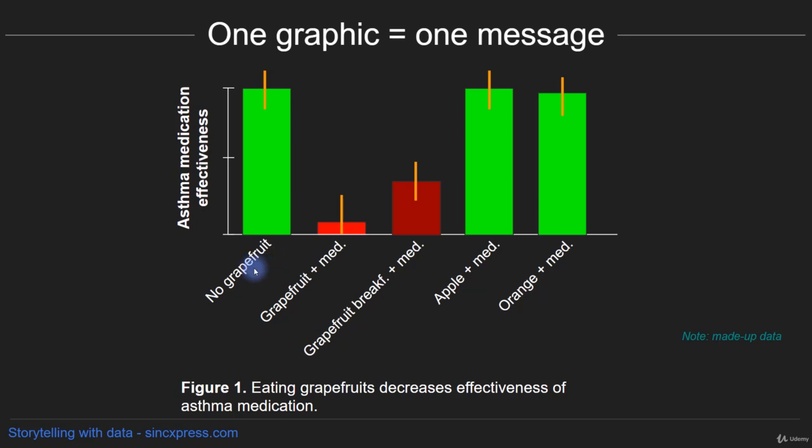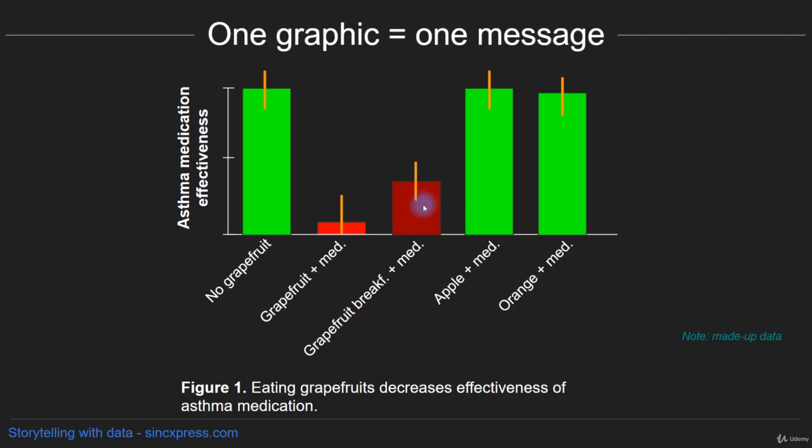First of all, you need to know that the medication works well in people who don't eat grapefruit when they are taking their asthma medication. Then you need to know that eating grapefruits while taking the medication reduces the effectiveness of the medication. It's also relevant to know whether this effect is also true if you are eating grapefruit in the morning and taking the medication at a different time of the day, for example, in the afternoon.